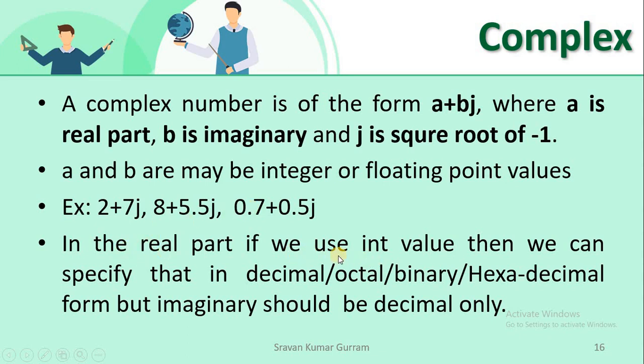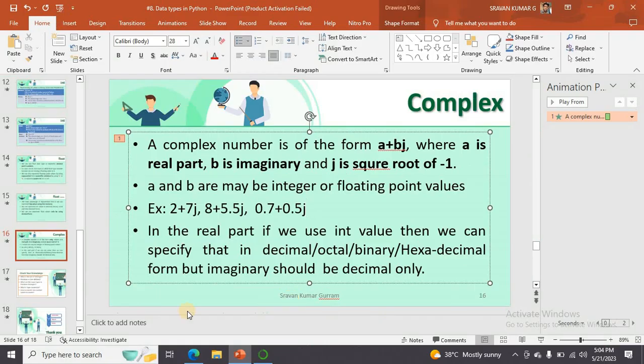In the real part, if we use an integer value, then we can specify that in the decimal part, octal part, binary part or hexadecimal part, all are valid. But coming to the imaginary value, it should be in decimal only. Let us see some examples to understand these topics.